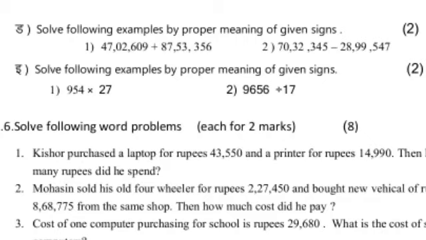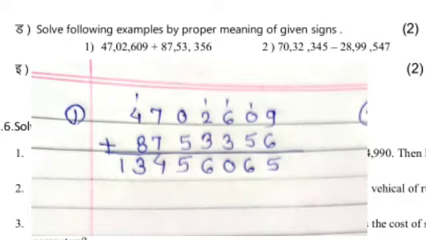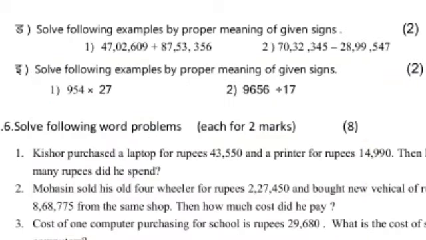Next one is solve following example by proper meaning of given signs. 47 lakhs 2,609 plus 87 lakh 53,356. Here the sign is addition, so we have to add these numbers in proper way. You have to do addition like this, and give appropriate sign and carry over.